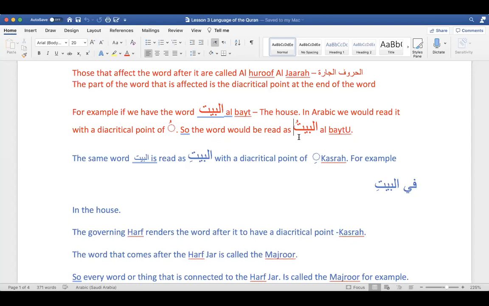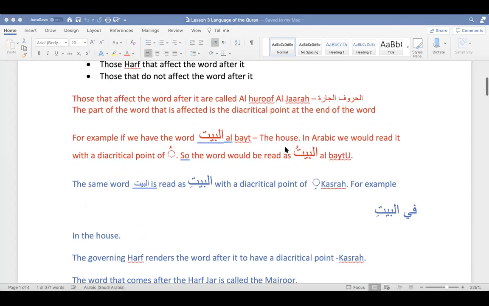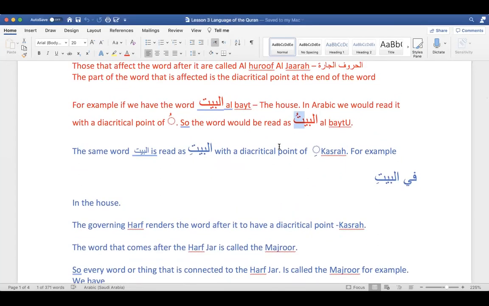That's fine. So we have al-baytu here. The main point, as the other brother said, is that the diacritical point is basically the haraka on the last letter, the dhamma on there. By default, if you start a sentence with a word, it just comes with the dhamma. But if you have a harful jar, an agent or governing body in front of this word, then this diacritical point would be affected, inshallah. We'll have a look now. The same word, al-baytu, is read al-bayti. Can you see there's a kasra on this one?